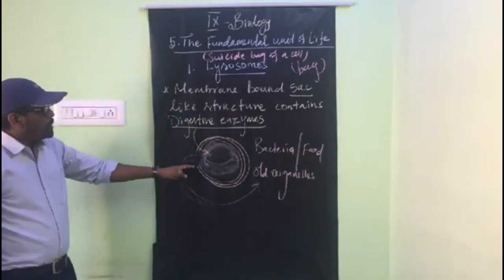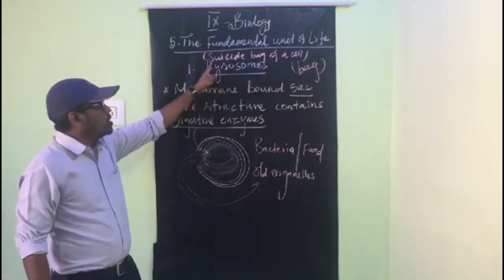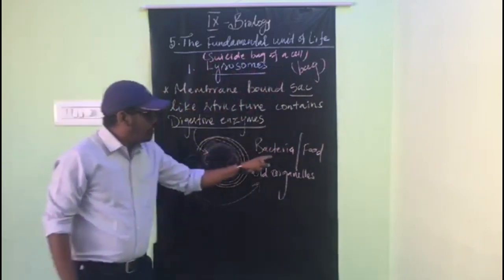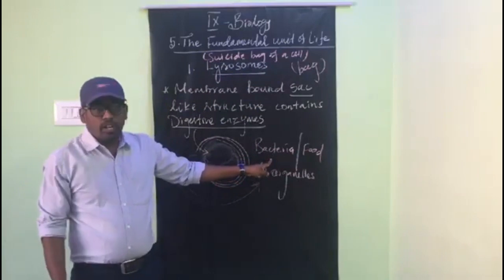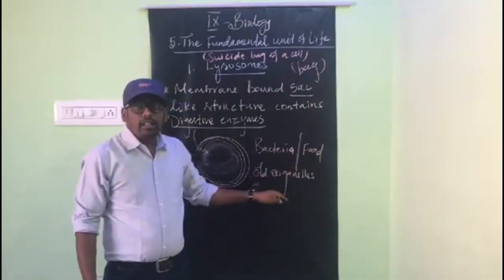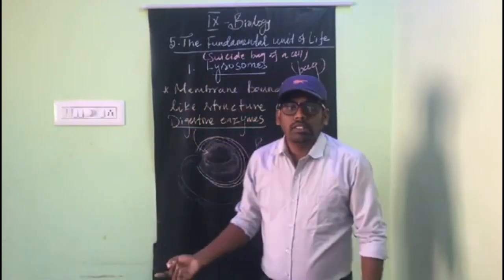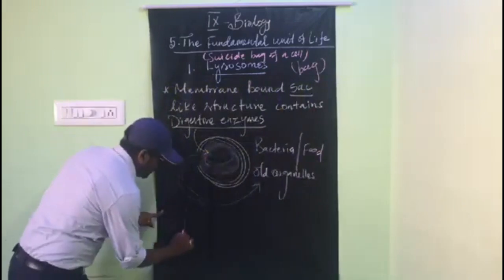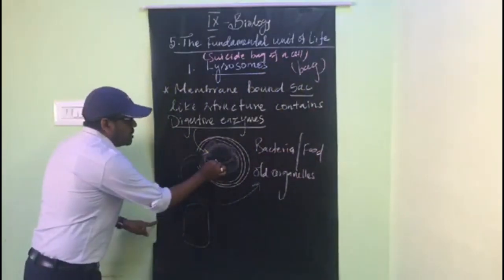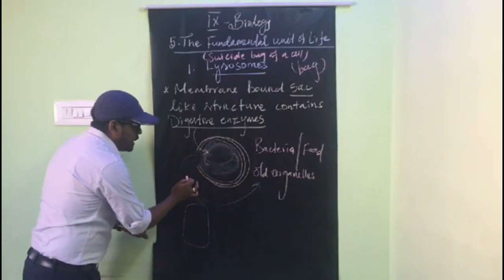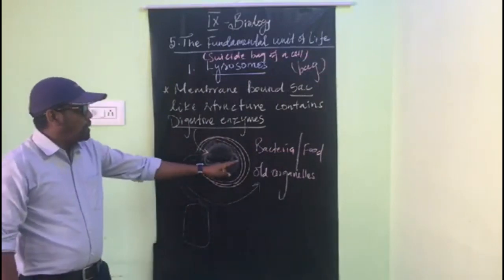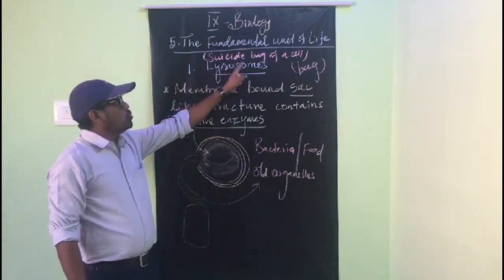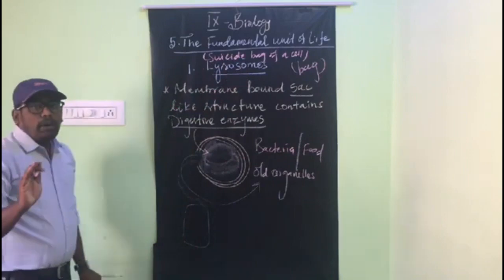That's why the lysosome is generally called a suicidal bag of a cell, because when there is a foreign body like a bacteria or food or any other worn out or unwanted cell organelle inside the cell, suddenly this lysosome bursts and releases the digestive enzymes to break down complex into simpler form. So that's why this lysosome is called a suicidal bag of the cell.